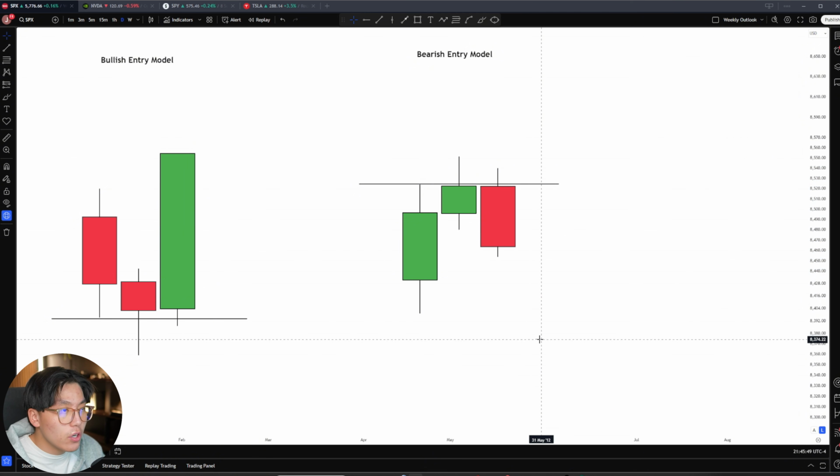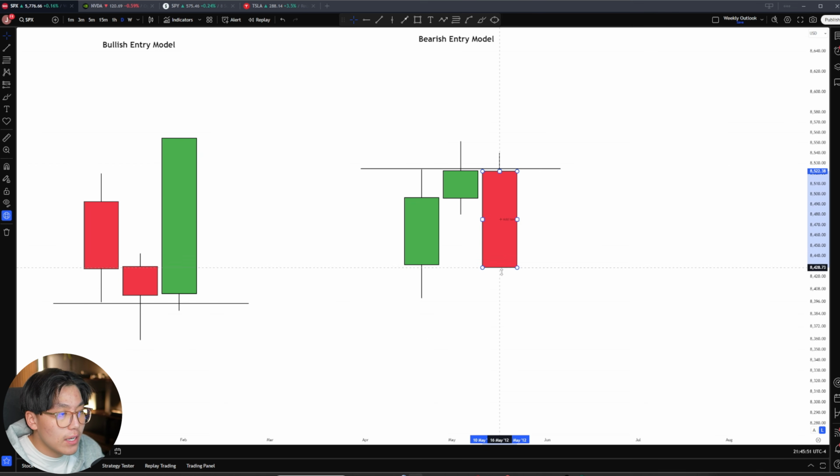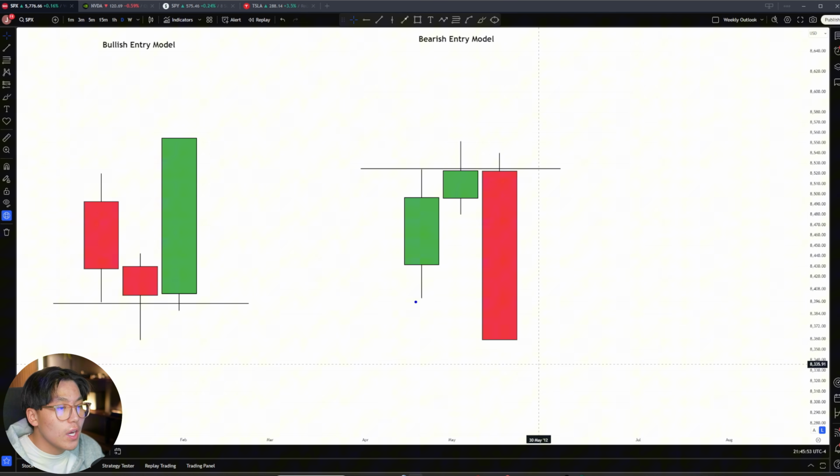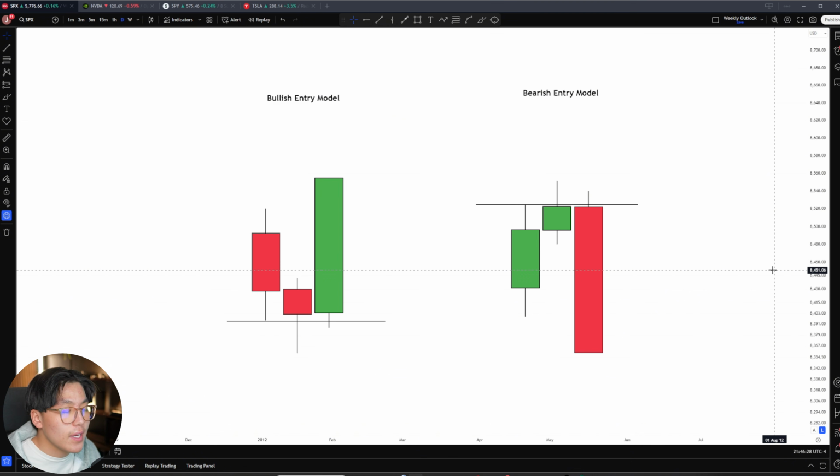And the most bearish entry model is if the third candle closes below its first candle. If you get that close below our first candle, that means we close below our second candle as well. This is by far the most bearish scenario, and we can expect a lot more continuation towards the downside on the overall markets. So hopefully you guys have a basic understanding of how these entry models work.